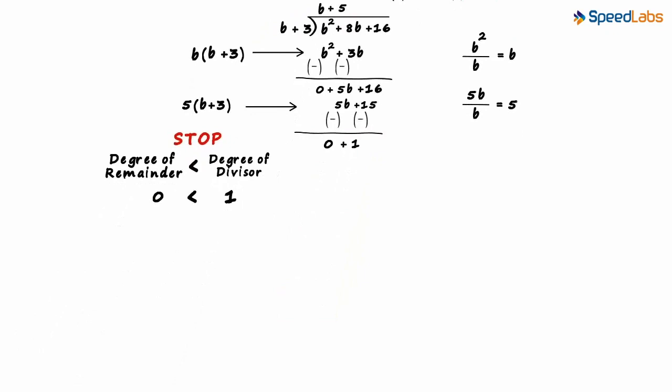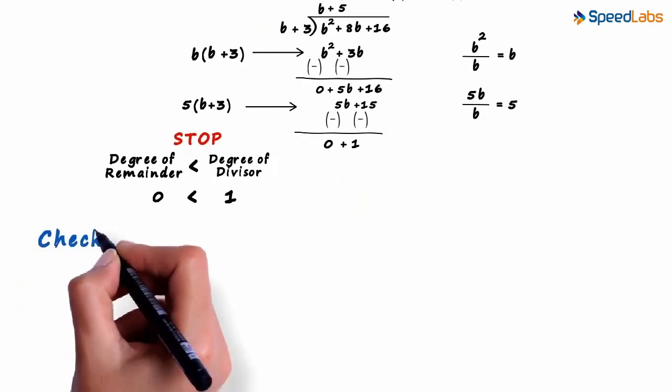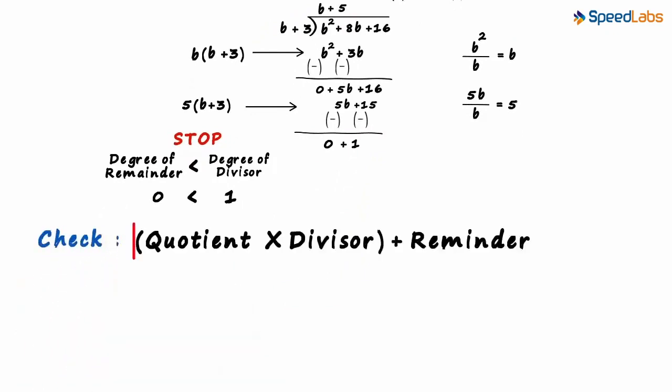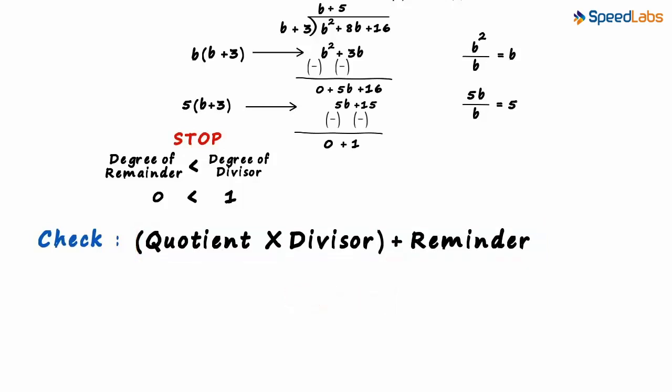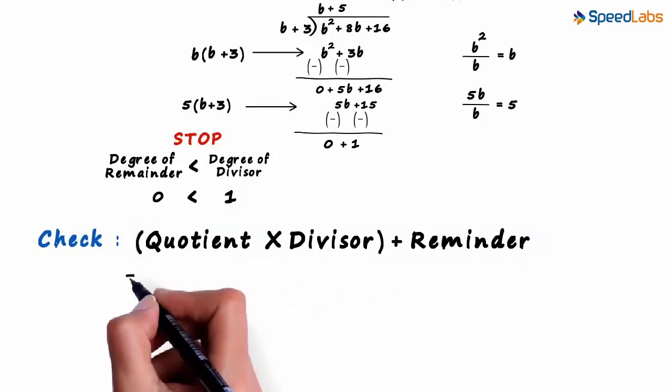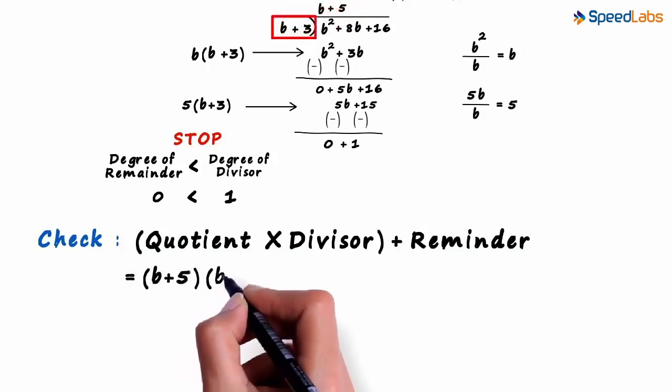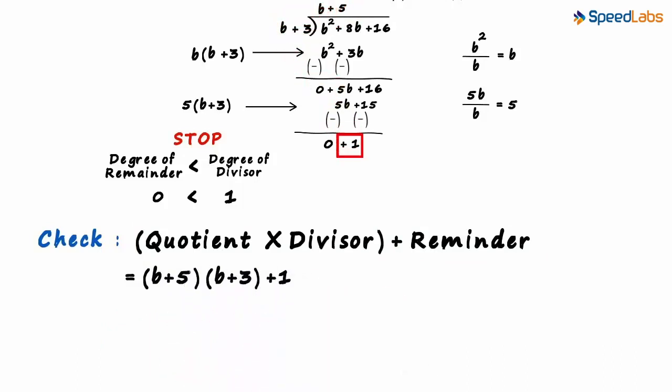To know if we are correct, we do a check using the general form. We find out quotient multiplied by divisor plus remainder. If this equals the dividend, then our answer is correct. This can be written as b plus 5 multiplied by b plus 3 plus 1. Try solving this in your notebooks and see if you get the dividend.